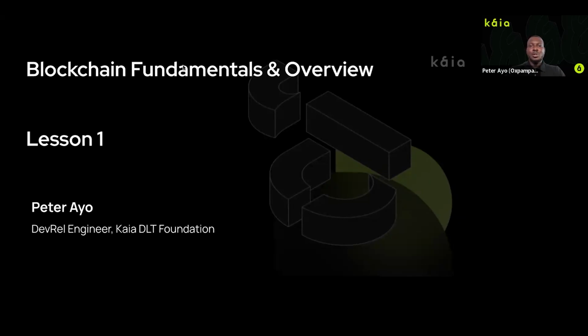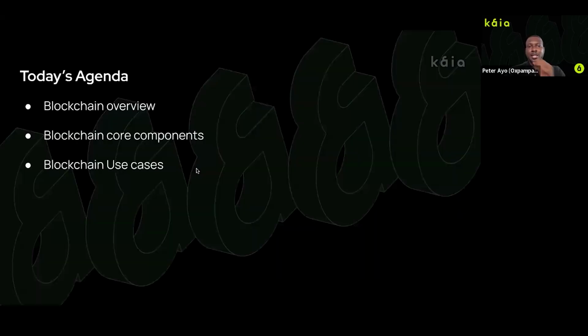The next item on the agenda is to talk about today's class. What are we going to be looking at in today's class? I think I already hinted, we'll be looking at blockchain overview, blockchain core components, and also blockchain use cases, right?